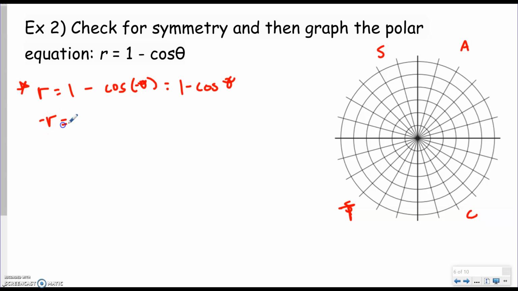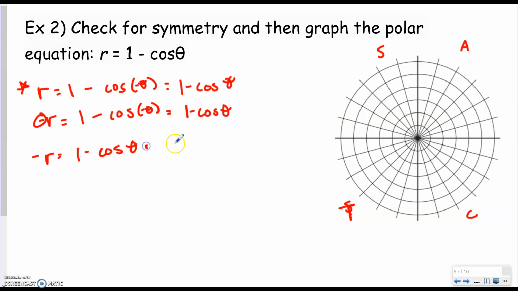If I change r to negative r and I change theta to negative theta, I end up getting this. And then because of the negative r there, this is different than what I started with, so that's not symmetric there. And then if I do just negative r, if I change this, I end up getting r equals cosine of theta minus 1, which is what this ends up being as well. So those two aren't the same, so that means it's only symmetric about the x-axis.